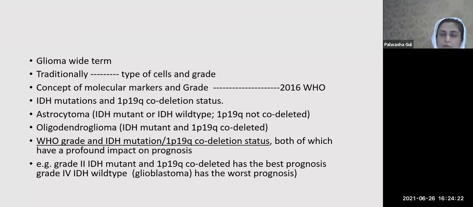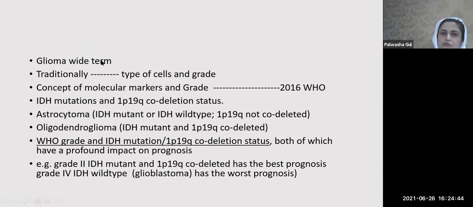So you should know about glioma, because if you sit in an MDT and your neuro colleague is talking about glioma and IDH status, and you are not familiar with it, and you are just looking here and there, they're going to notice that, and they're going to say that the radiologist is not familiar, okay? Because you have to be on the same page as your colleague, okay? So glioma is a wide term, okay?